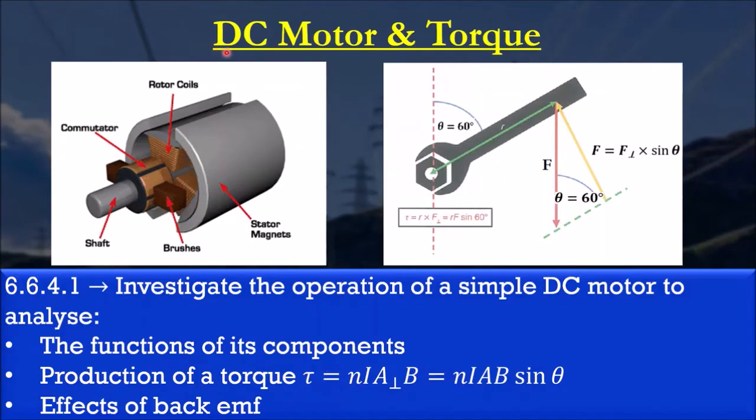Hello Year 12. So today we're going to be looking at DC motors and how torque occurs in a DC motor. Now previously we talked about the different components of a DC motor, what's involved and all that. Today we're going to revise something that we did in Module 5, which was about torque. So we're going to look at how torque is produced in a simple DC motor.